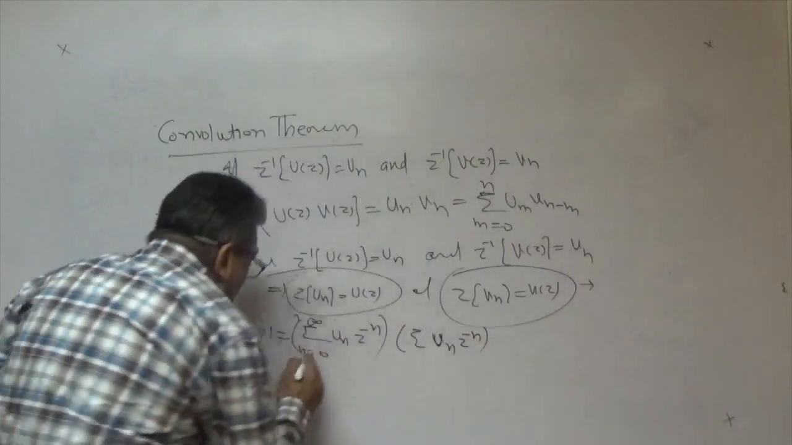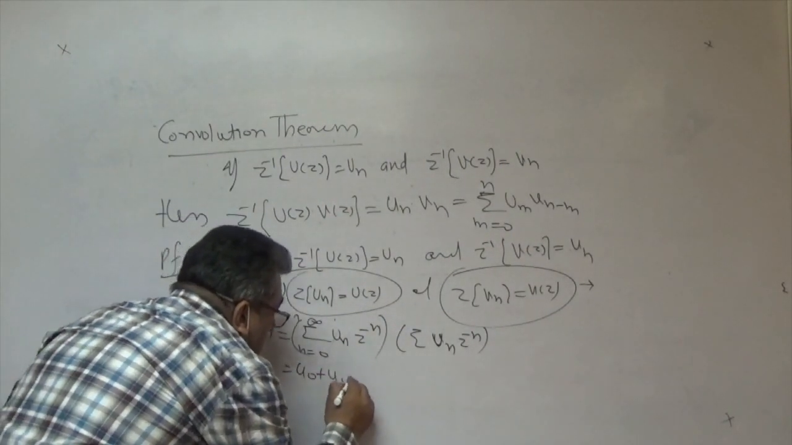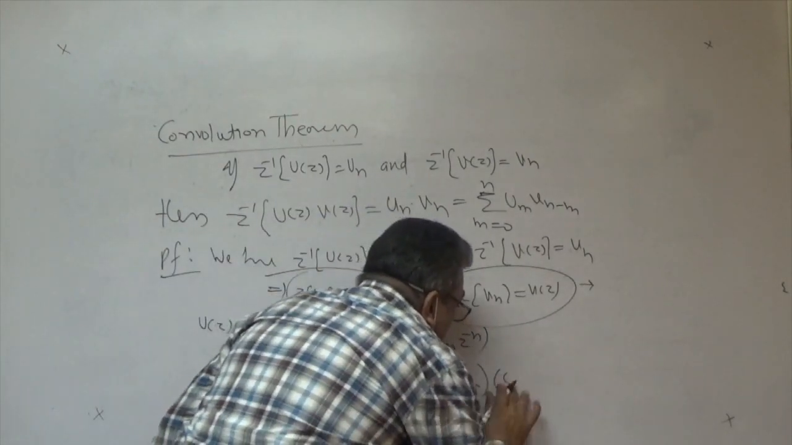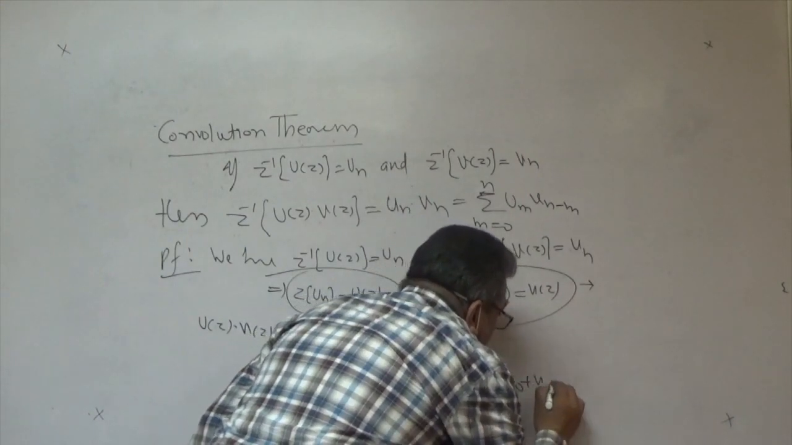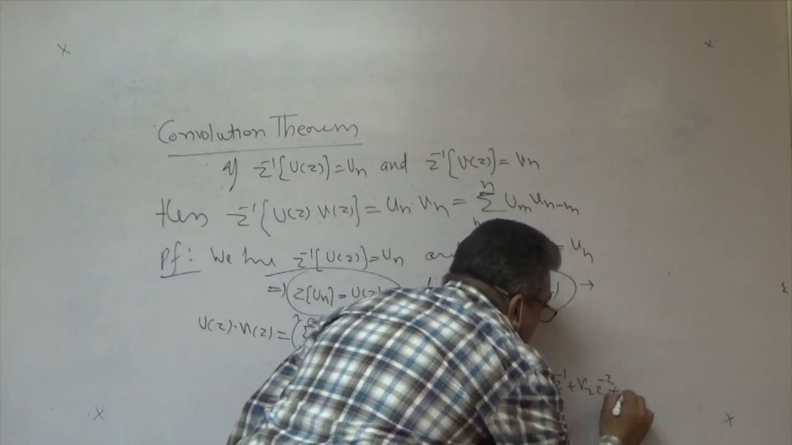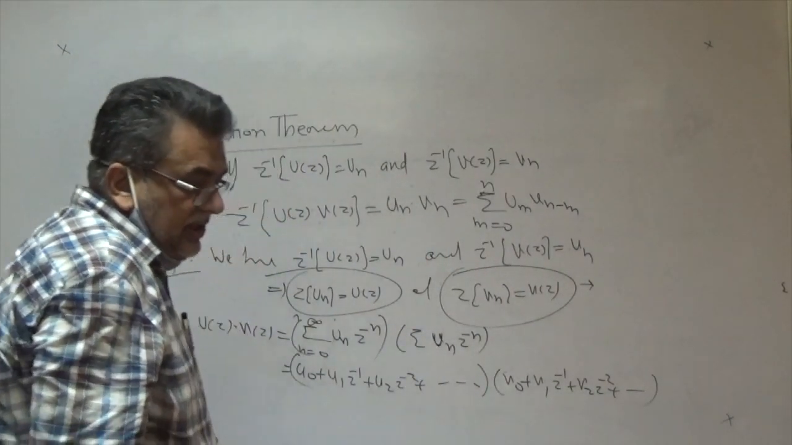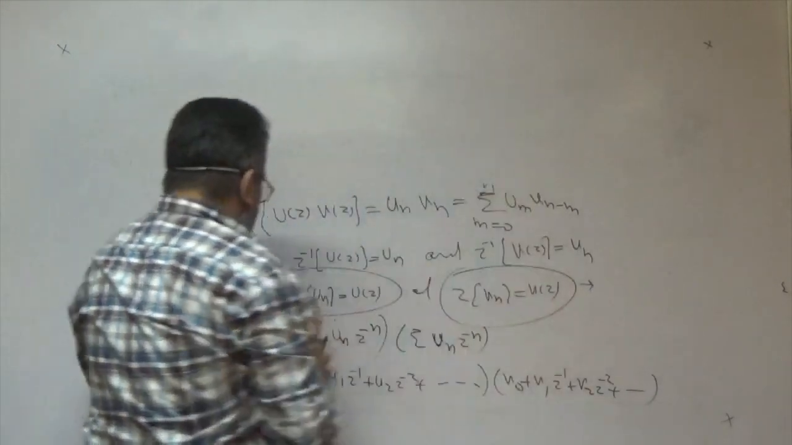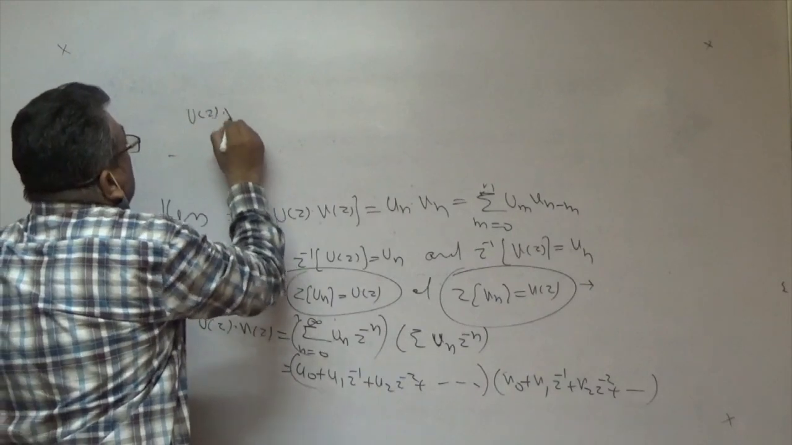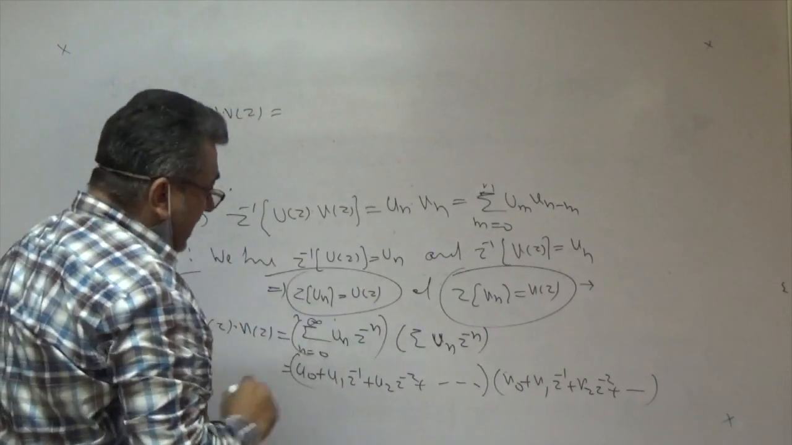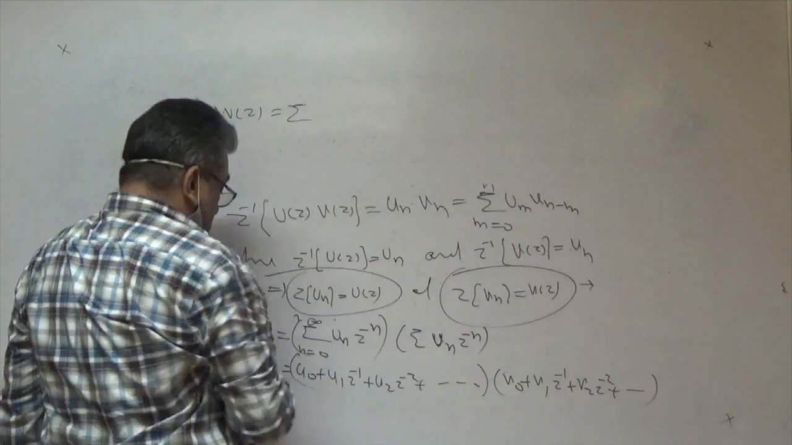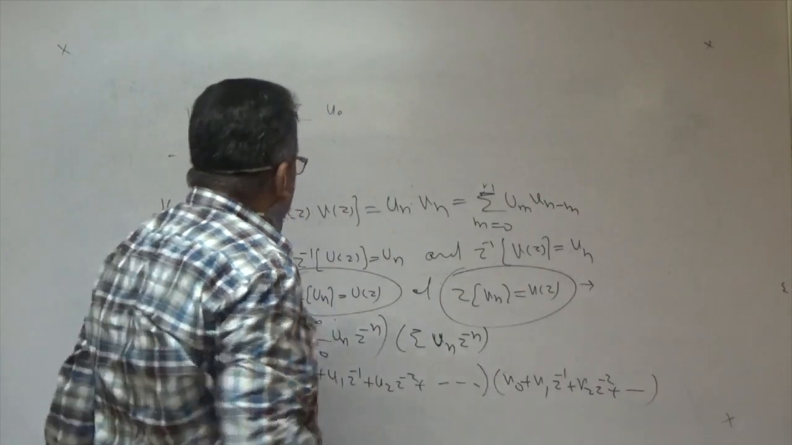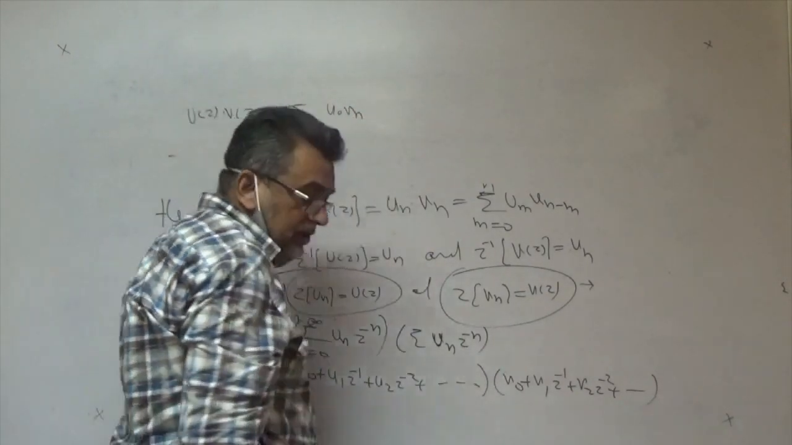This series, if you open it, is u0 plus u1 z to the minus 1 plus u2 z to the minus 2 and so on, and v0 plus v1 z to the minus 1 plus v2 z to the minus 2 and so on. If you multiply these series, finally what will you get? That is u(z) into v(z). If we multiply this and take the nth term, it is u0 v_n z to the power minus n.